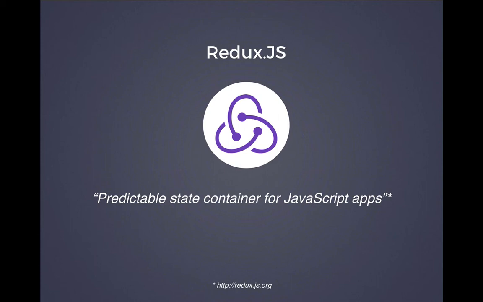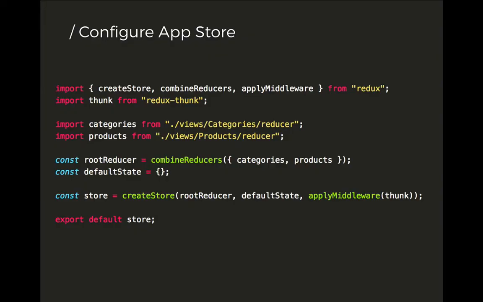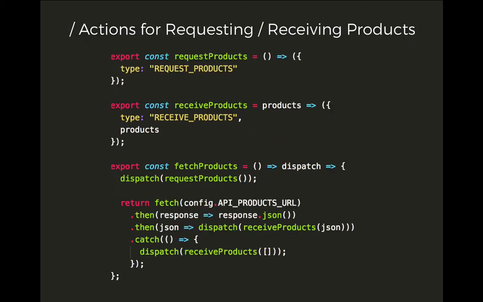Let's see how we can read products from the API and render them in a list similar to what we did with categories, but this time using Redux. First, we need to make the connection with Redux by wrapping our main app component into a global store. In this example, the global app store will contain a list of categories and a list of products, which are merged together using the combine reducers method from Redux.